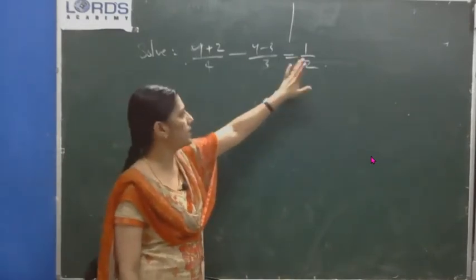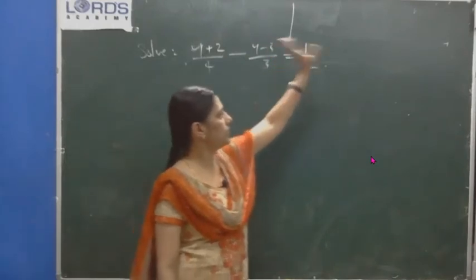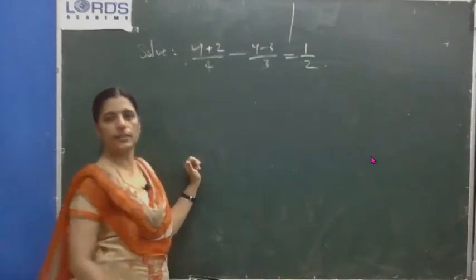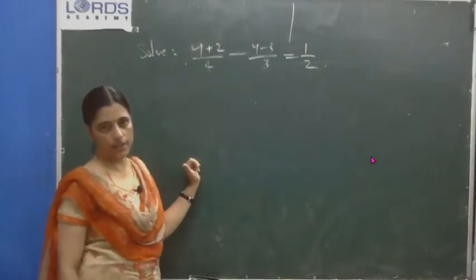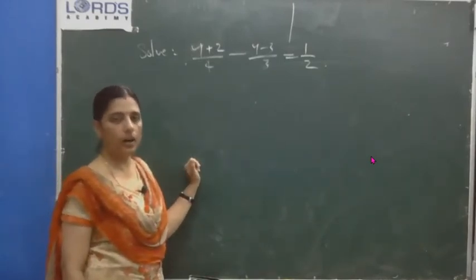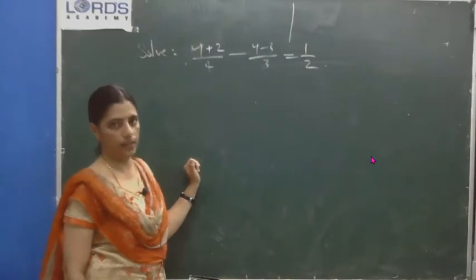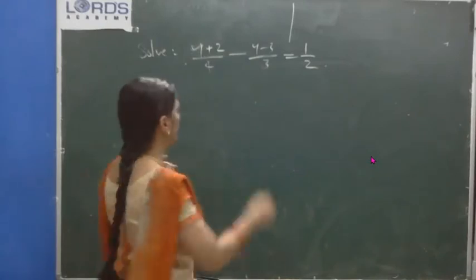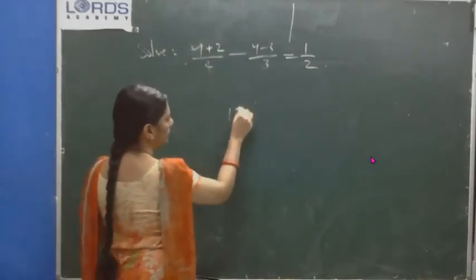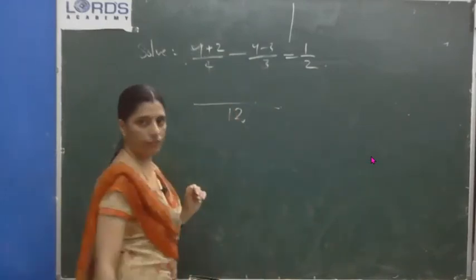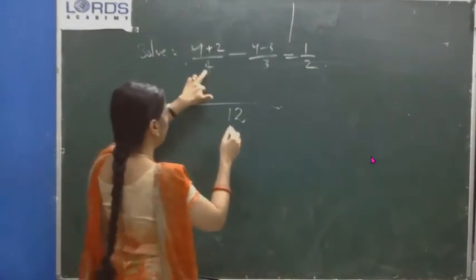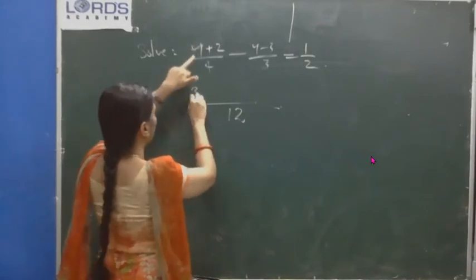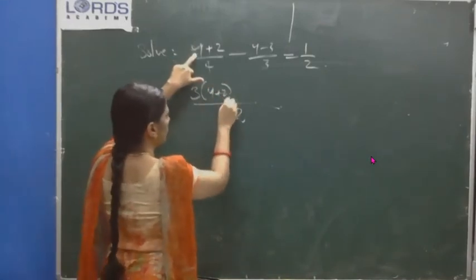Left side only. Right side is equal to, that side is known as right side. Is equal to, this side is known as left side. LHS, left hand side. RHS, right hand side. Clear? So first we will simplify the left side. What is the LCM of 3 and 4? 12. Then in 4, 12 how many times? 3 times. So 3 into its numerator y plus 2.